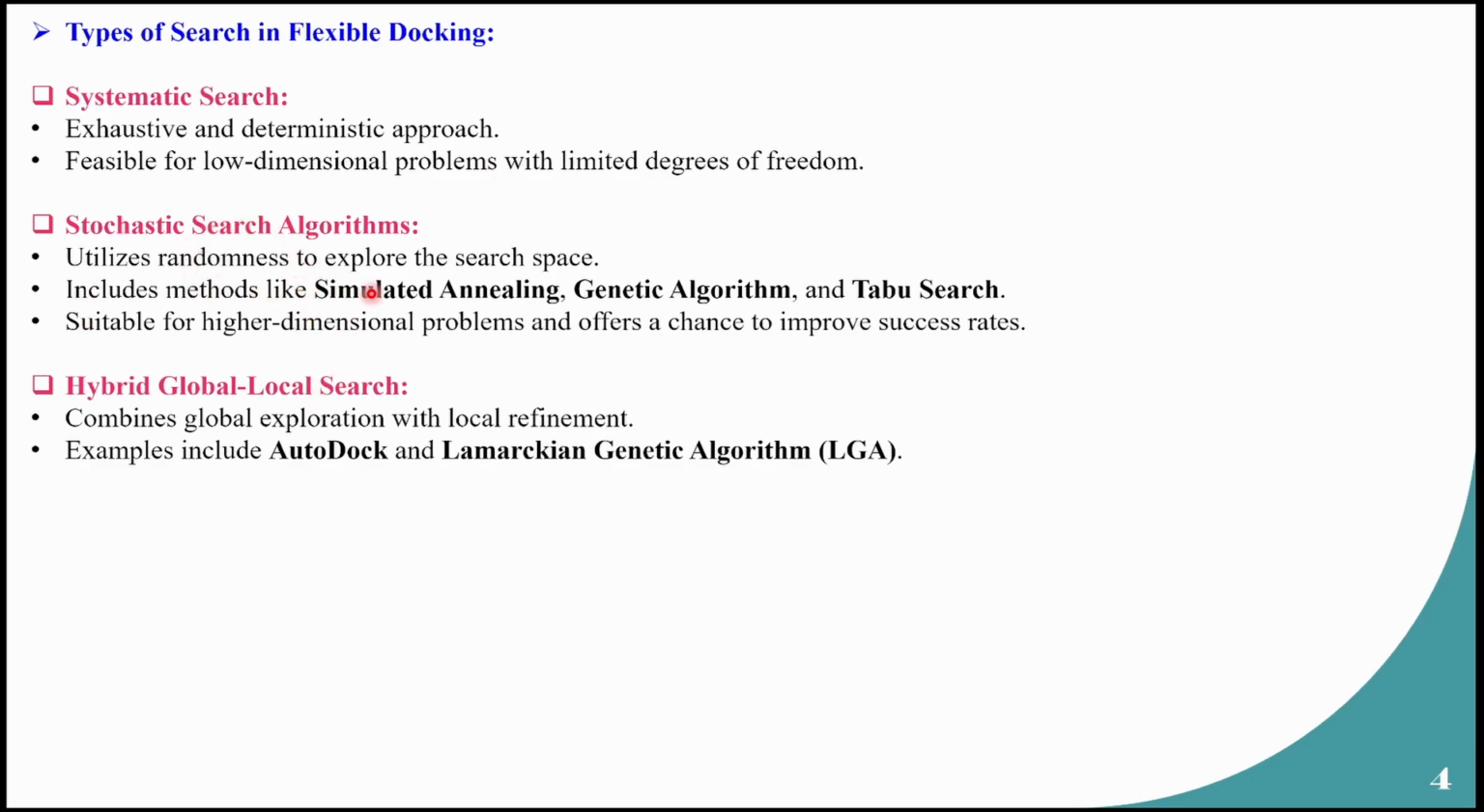Then there is something called the stochastic search, which is what is usually utilized in a lot of these programs or tools, and that includes, for example, simulated annealing and genetic algorithm, etc. So it's stochastic, that means it's random, right? So there is a probabilistic approach that is taken into account here.